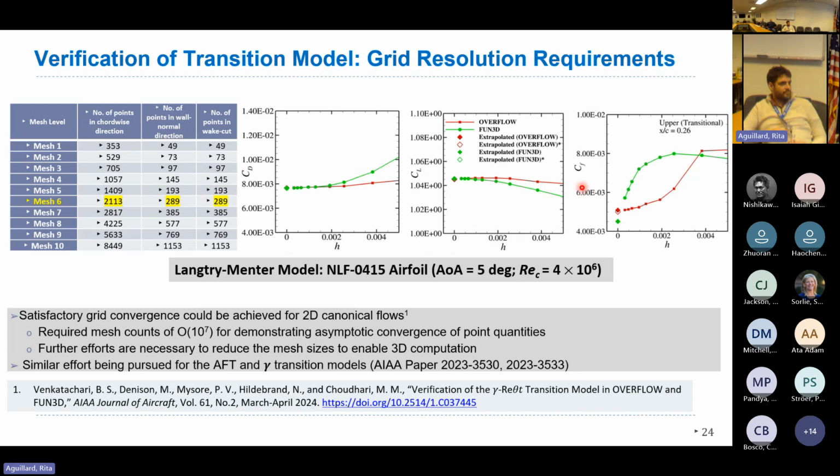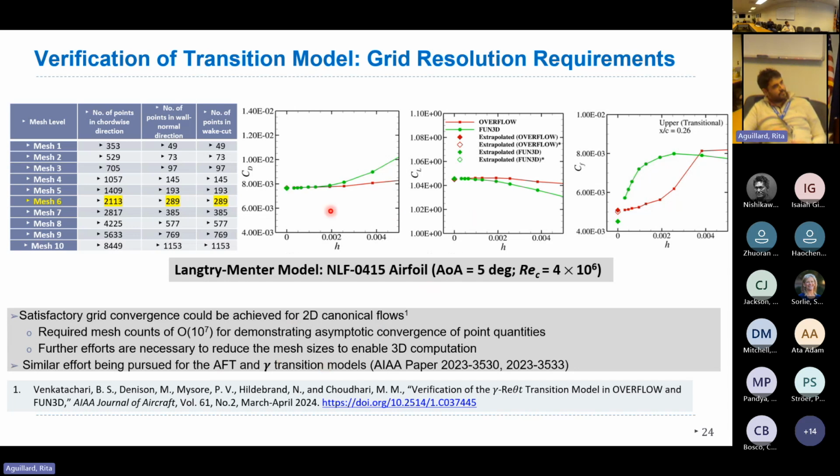One of the things we found from that work is that if you look at global quantities, it's very easy to establish that two solvers are going to the same answer. But if you look at point quantities, say skin friction at a location in the transition zone, then it becomes very difficult. Overflow was getting there very quickly, but Fun3D had still not got to the converged level. So what metric to use for these transitional flows besides the global quantities to say that, oh, we are there, the results are converged, or your code has been implemented correctly, is an open question. And we are doing a similar thing for AFT and the gamma transition model as well.